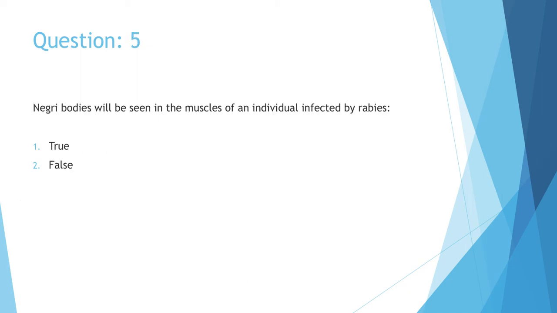And question number 5. Negri bodies will be seen in the muscles of an individual infected by rabies. True or false? And the answer is false.